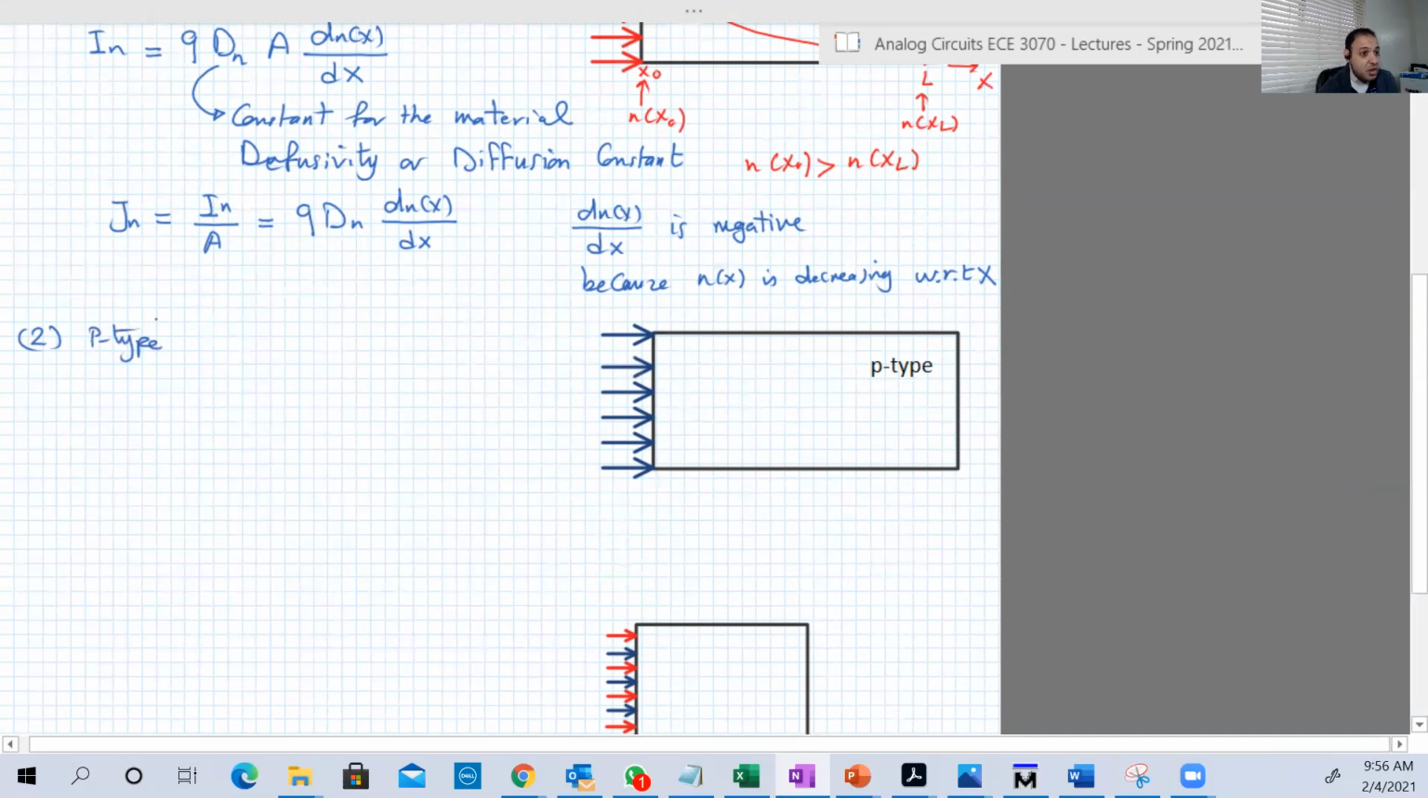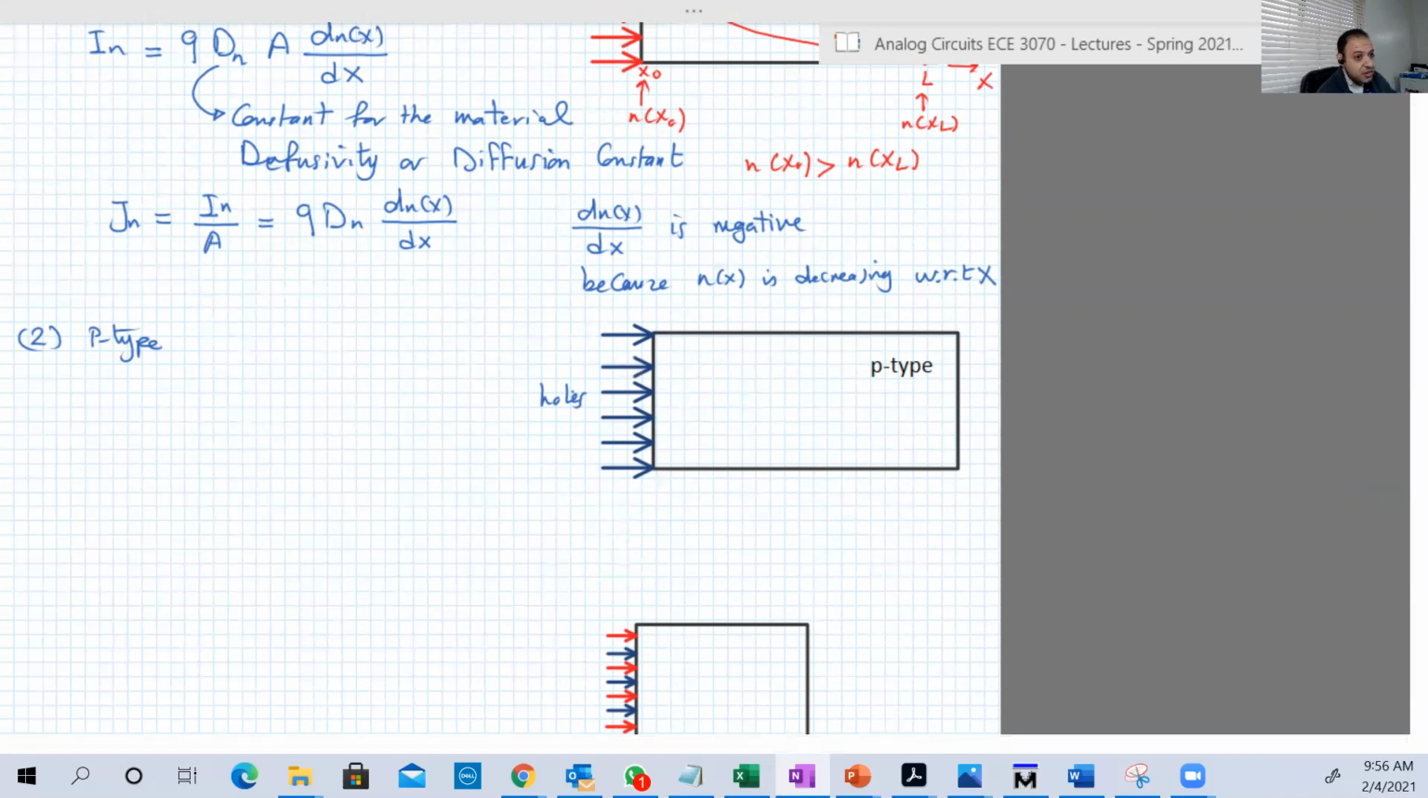Can we do the same? Yes. Assume that we inject some holes at some side of the sample, just like this. This is holes. How we do that? That's not our problem now. We're going to touch on that when we take the transistors.